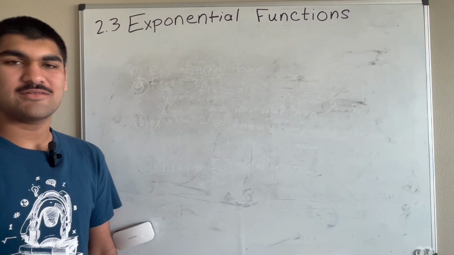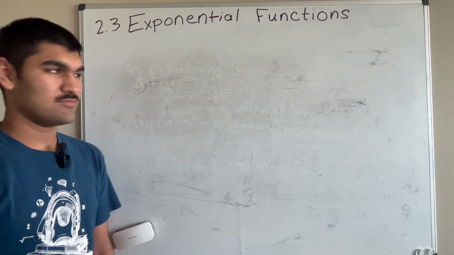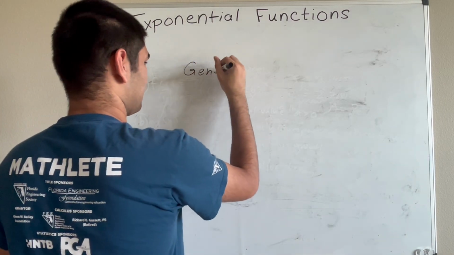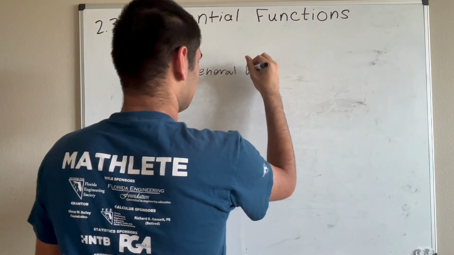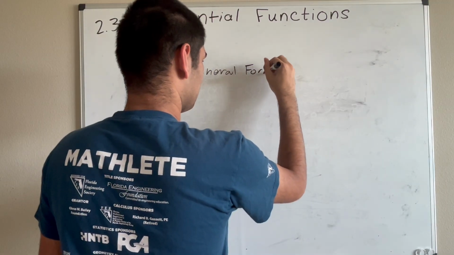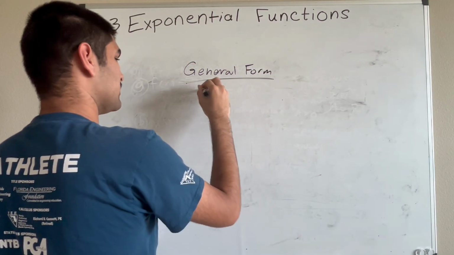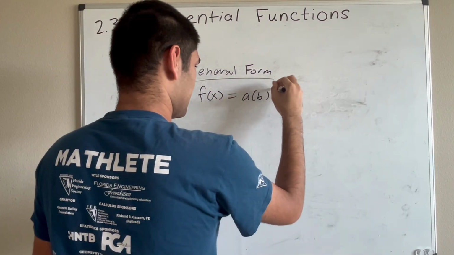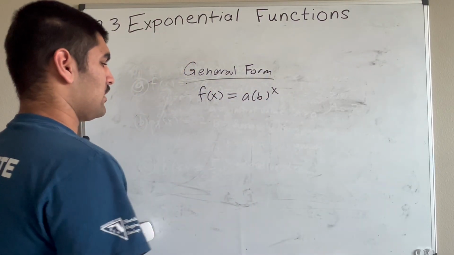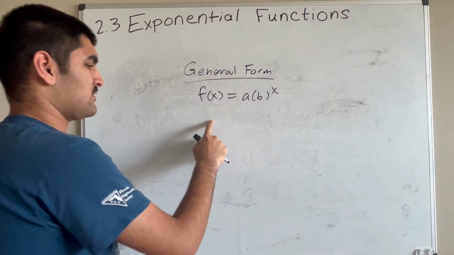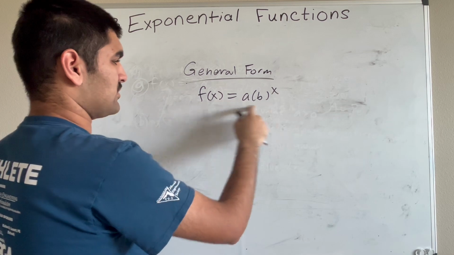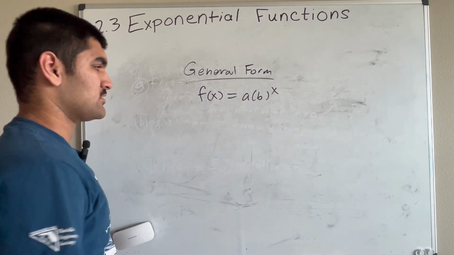In this video, we will be talking about exponential functions. Alright, so to begin with, let's talk about the general form of an exponential function. Any exponential function can be written in the form f of x equals a times b to the x. And a quick way to see if a function is exponential or not is to see if the input value, in this case x, is in the exponent.